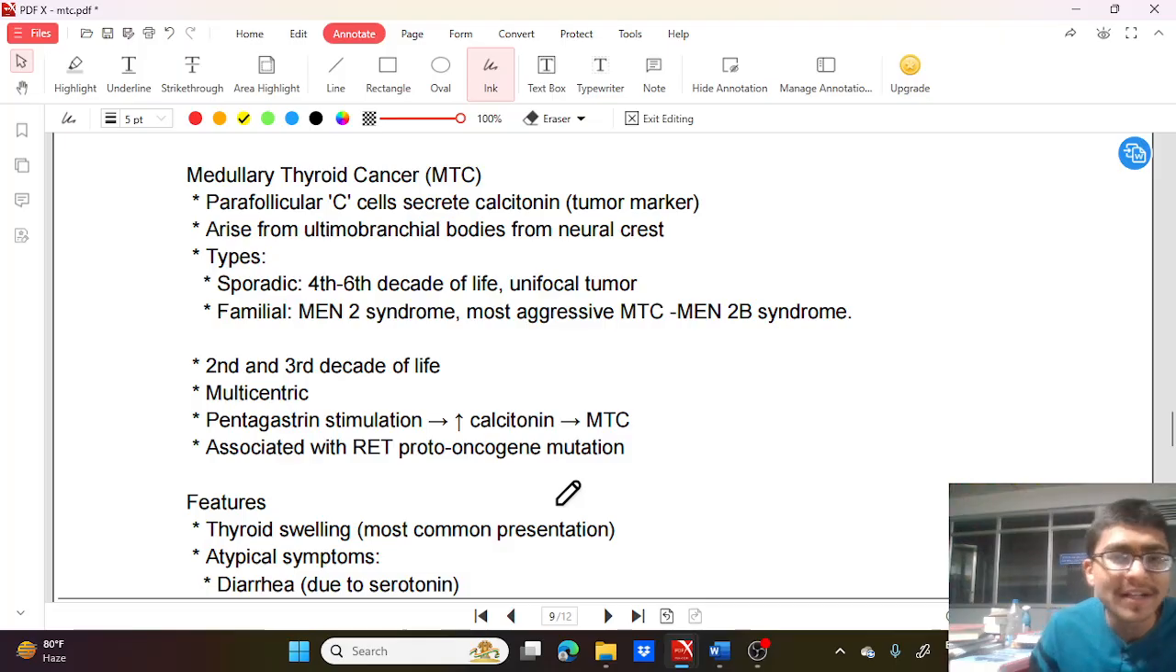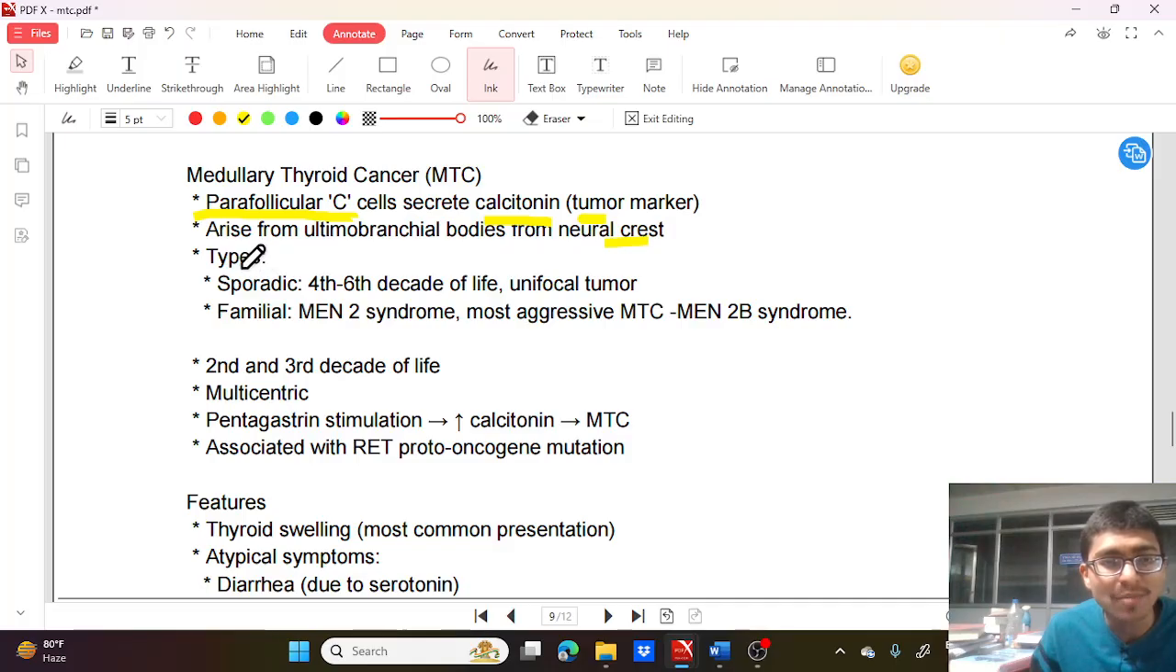Now coming to medullary thyroid cancer. These medullary thyroid cancers arise from the parafollicular cells or C cells of the thyroid, and these have the function of secreting calcitonin, which can be used as a tumor marker in these cases. And these C cells arise from the ultimobranchial bodies, which arise from the neural crest.